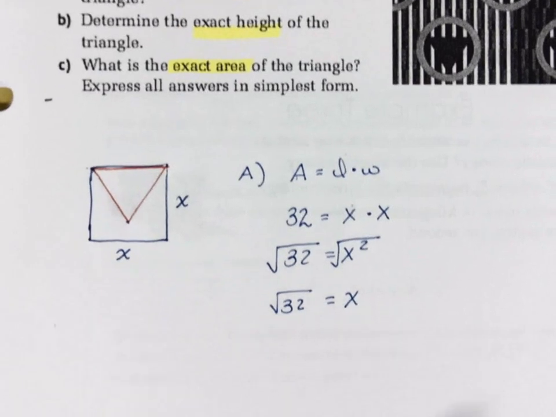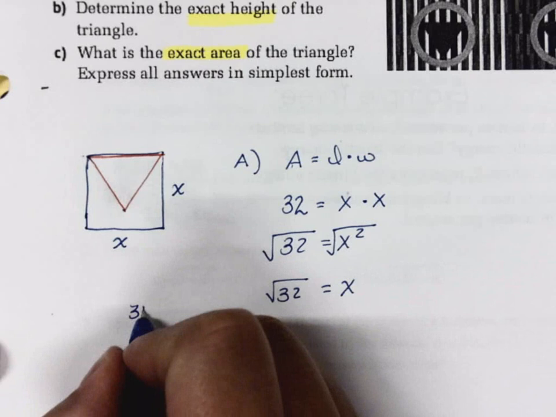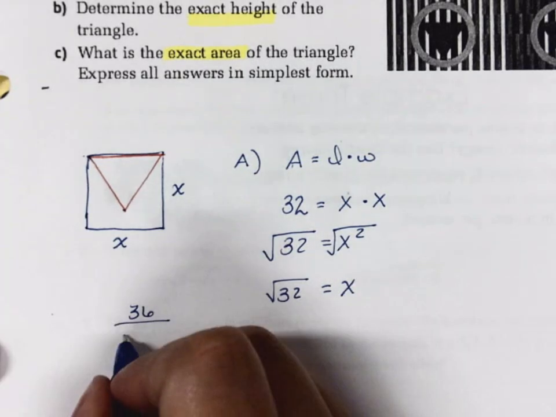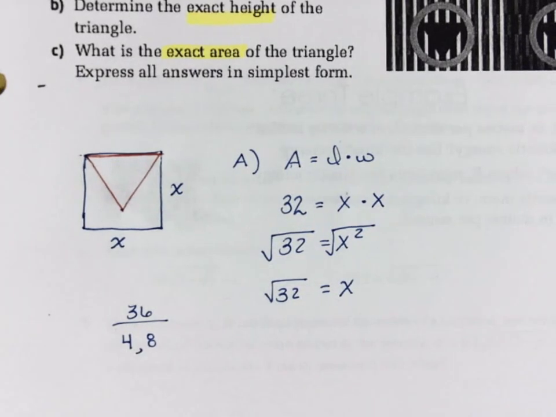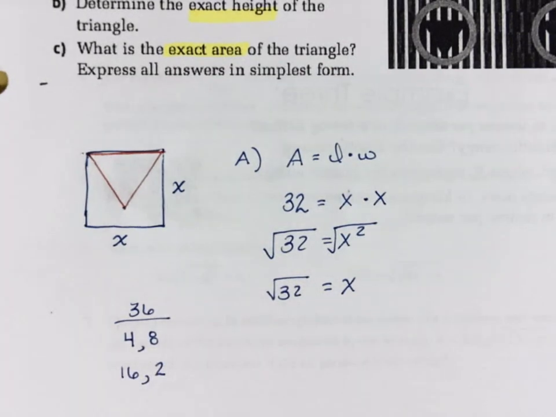When we talk about simplifying, I'm looking for the factors of 32 that have perfect squares in them. We could go 4 and 8, because 4 is a perfect square, but we can go one more than that. We can go 16 and 2. A 9 doesn't go in there; that would have had to have been 36.